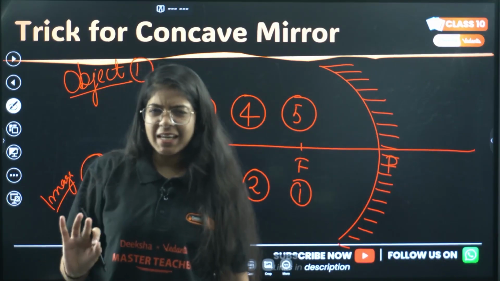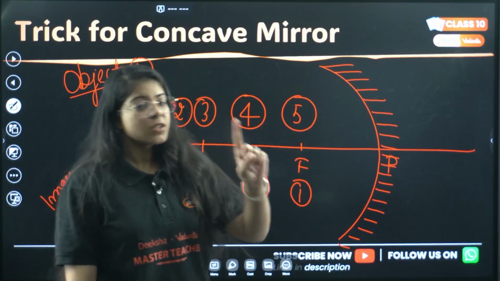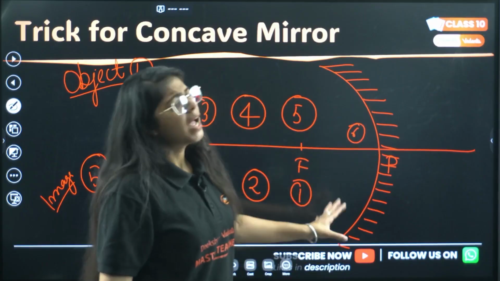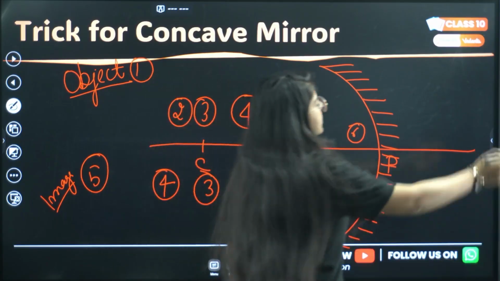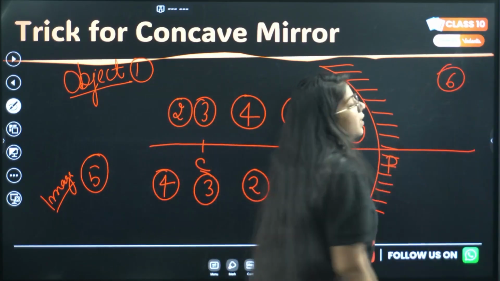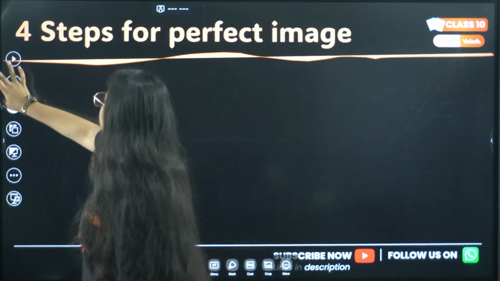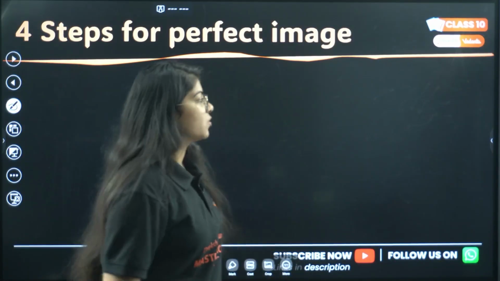It's very easy now. There is one more case, which is my object is between focus and principal, that you can just remember that in the sixth case it forms on the other side of the mirror, which is virtual and direct. Now I want you to remember two important things first.